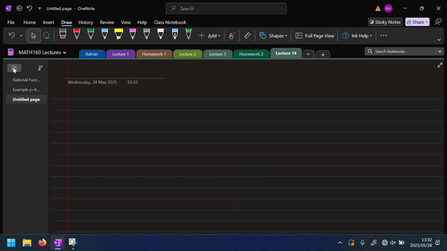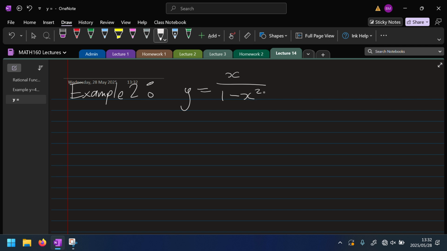Okay, example 2. Okay, a little bit more difficult than the previous one. It's not too bad. So we have y is equal to x over 1 minus x squared. So now the top is linear and the bottom is quadratic. So it's a little bit more complicated than the last one, but still manageable. Okay, so first few things, exactly the same as before. Y-intercept, x-intercept, turning points. We just follow as normal.